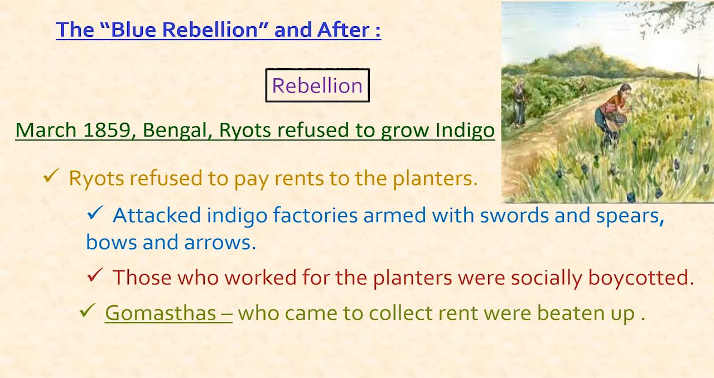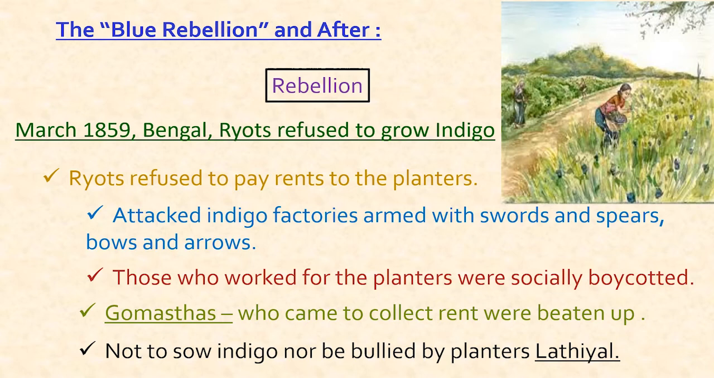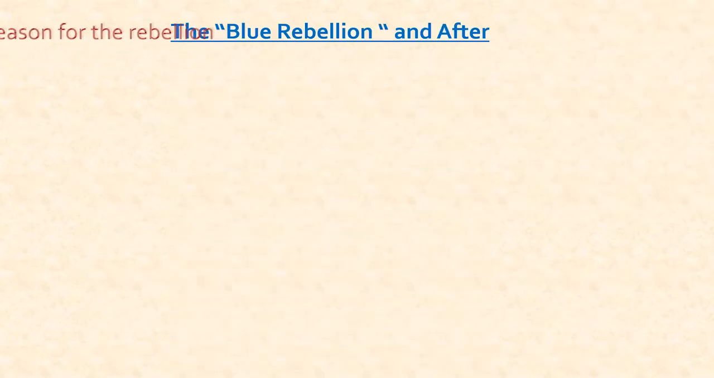Gomasthas were being attacked. Gomasthas, who came to collect rent, were beaten up. The ryots decided not to sow indigo, nor to be bullied by the planters. Lathiyals were there. The Blue Rebellion and after.